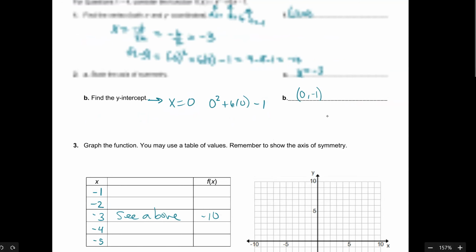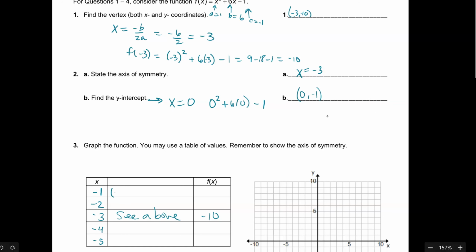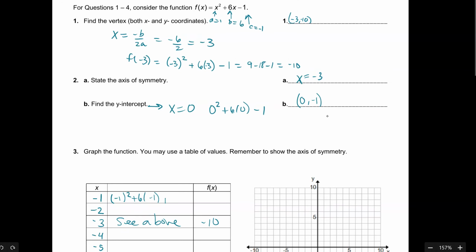So I have -1 squared plus 6 times -1 minus 1. So I have 1 minus 6 minus 1. So it's just -6. Then -2 squared plus 6 times -2 minus 1. 4 minus 12 is -8 minus 1 is -9.